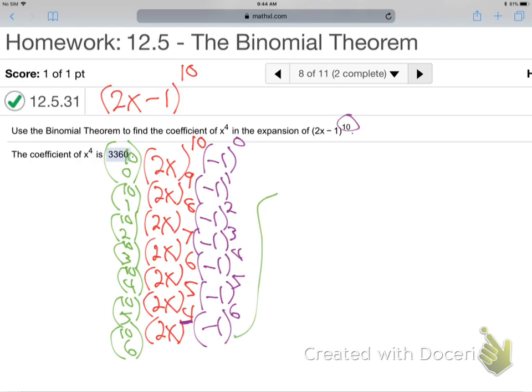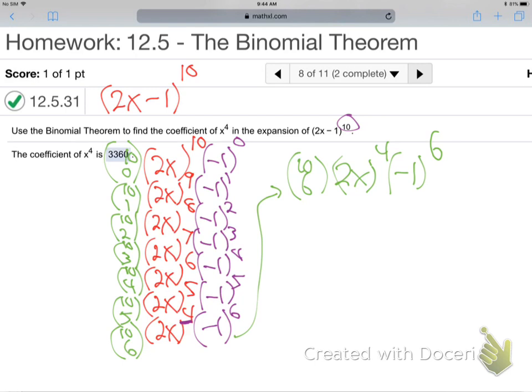So, putting it all together, we've got 10 choose 6, (2x) to the 4th, (-1) to the 6th. That's going to be the x to the 4th term. Let's just figure out what that is now. Making sense? So, how do we get that?